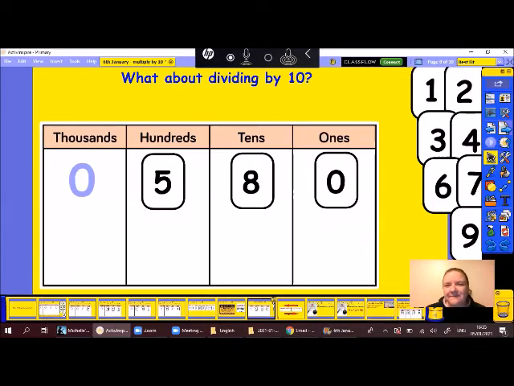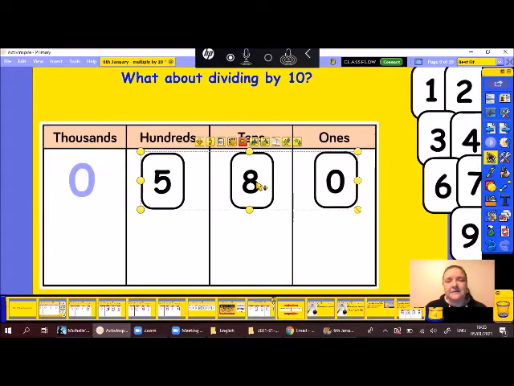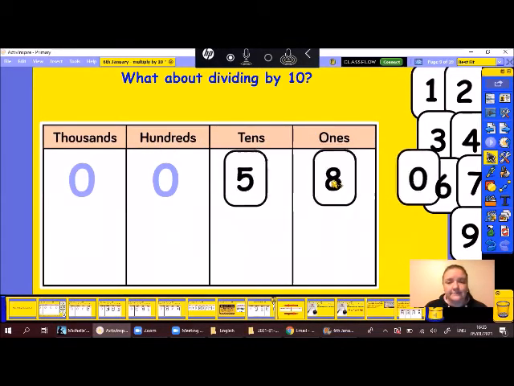But what if we want to divide by 10 instead? Well, dividing is the opposite of multiplying. So surely whatever we do to multiply it, we just have to do the opposite, going the other way. So if I've got 580 here and I want to divide it by 10, I can just take my number, and instead of moving it up to multiply, I'm going to divide. I'm going to split it up, make it smaller, so it goes the other way.